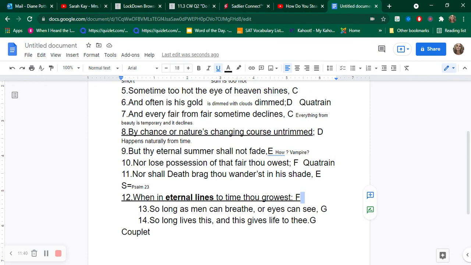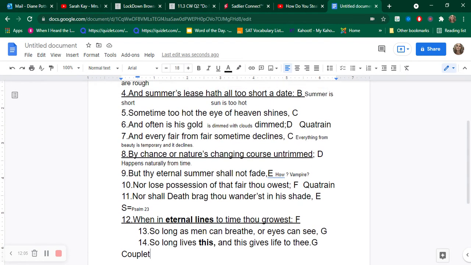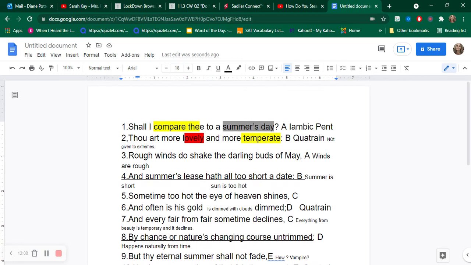What is this? This is the eternal lines. This is the poem that he is going to give her eternal life. Or that is one reading. Oh, good. This is very interesting to me. This gives life to thee. It ends with this rhyming couplet. This is the poem. This is what he's talking about. He has immortalized his beloved in a poem that comes directly from his heart with the heartbeat.